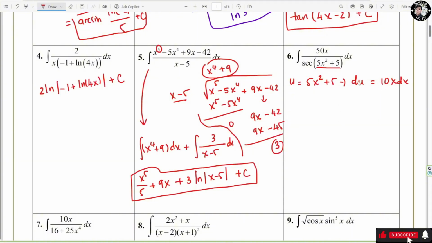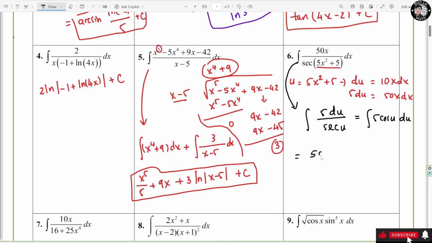So I'm going to multiply both sides by 5. So it could be 5 du equals 50 s ds, right? So this guy becomes the antiderivative of 5 du over secant u, right? 1 over secant is going to be cosine, right? So it could be the antiderivative of 5 cosine u du, right? And then the antiderivative of cosine could be sine, right? So it could be 5 sine u plus c, right?